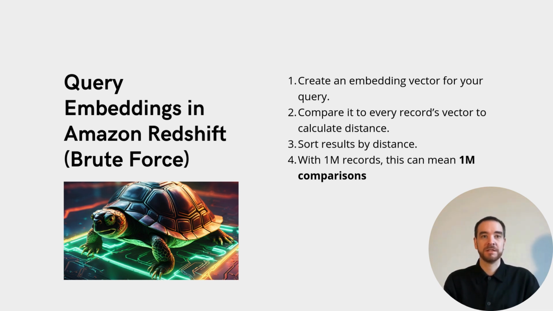Now let's talk about how to query those embedding vectors in Redshift. The brute force method is straightforward, but not always efficient. For each query, generate an embedding, then calculate the distance between this query vector and every stored vector in your dataset. After all comparisons, you rank by similarity or distance. While conceptually simple, brute force searching doesn't scale well. Imagine doing 1,000,000 comparisons for 1,000,000 records. Let's explore how we can optimize this.